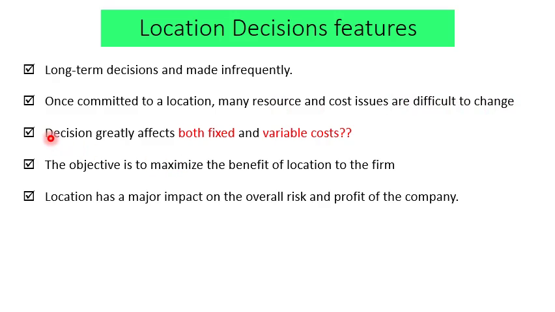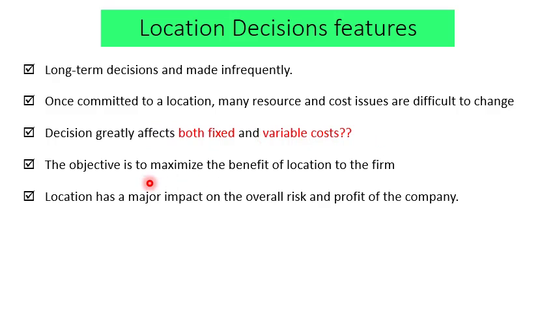The other is that the decision greatly affects both fixed cost and variable cost. For example, the rent of a building is a fixed cost. The cost of the land is a fixed cost. These costs can vary from place to place. The variable cost, such as transport cost, also varies with different locations. So the location decision greatly affects both fixed cost and variable cost, that is, total cost.